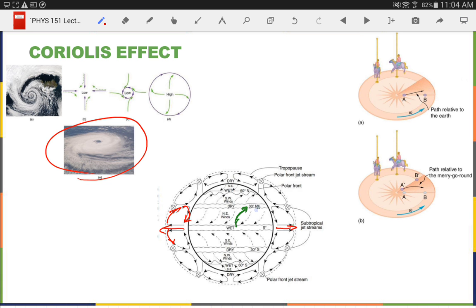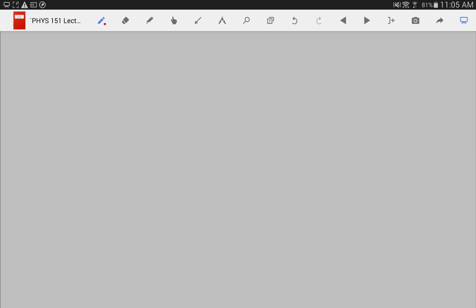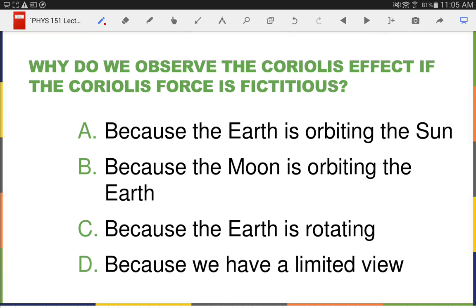Well, if you look here, if you have air that's going toward the equator, it bends one way. If you have air that's going away from the equator, it bends the other direction. And so that's what causes you to have the cyclonic storms. That makes sense. Okay, I think we're ready to get into energy.